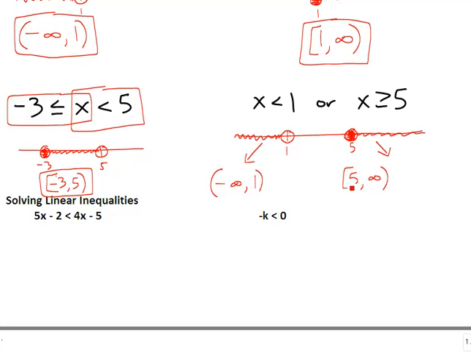Now to show that I want both of these in my solution, this OR, what we use is the union symbol in mathematics, which is just this upwards U shape. So this shows that we want the union of these two intervals, or both of these, included in our solution. So here's our final interval notation.